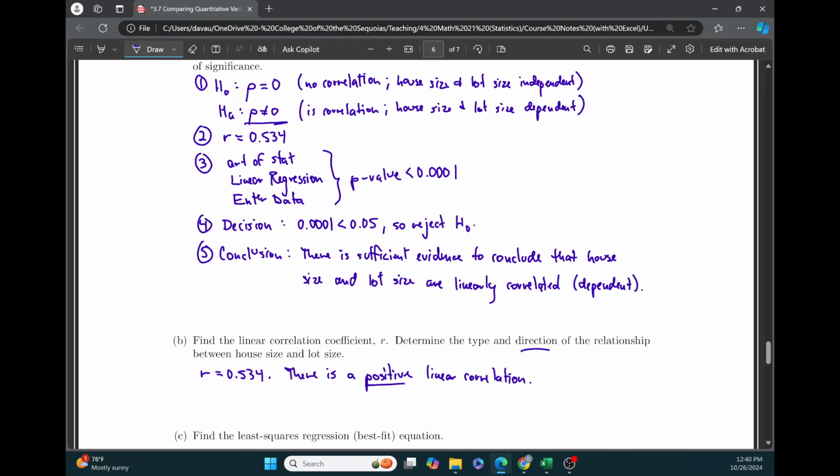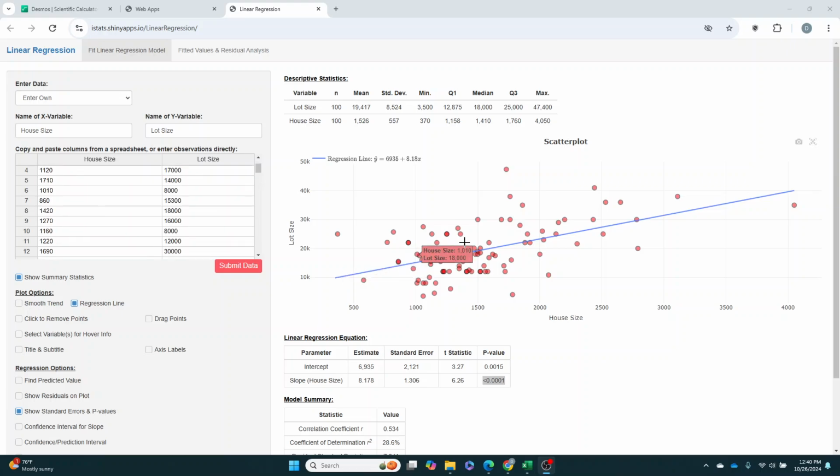You can see that in the scatter plot as well, right? If you look at the best fit line, you can see that as house size increases, lot size also increases. The slope of the best fit line is positive, right? It's a positive number, 8.18. Okay, so if R is positive, the slope will be positive, and vice versa. If R is negative, the slope will be negative.